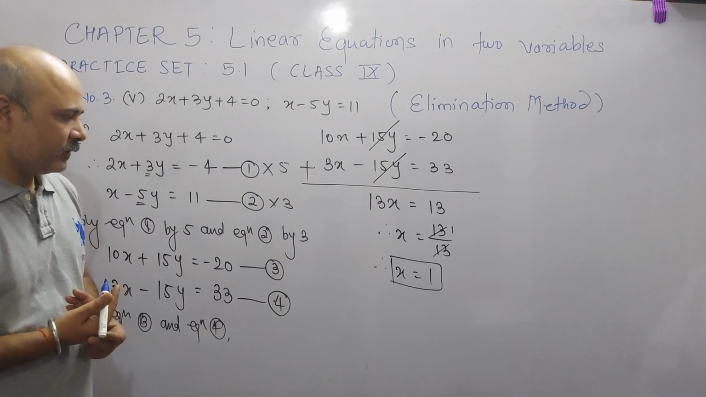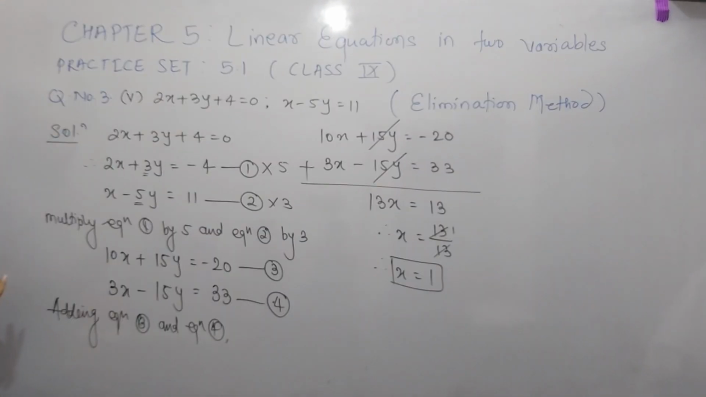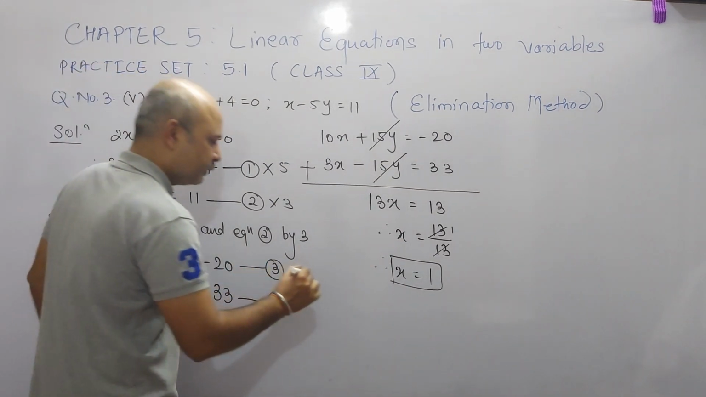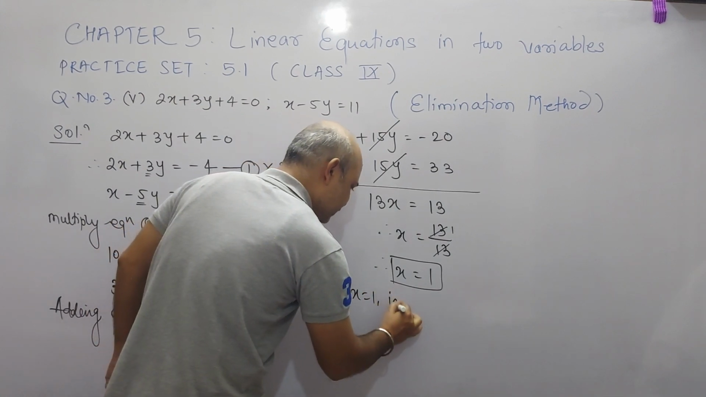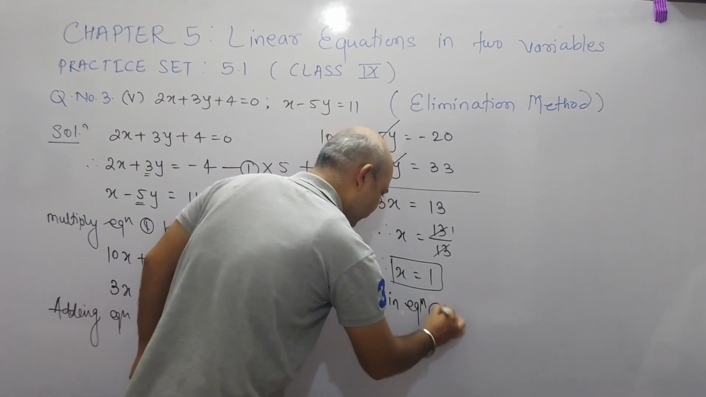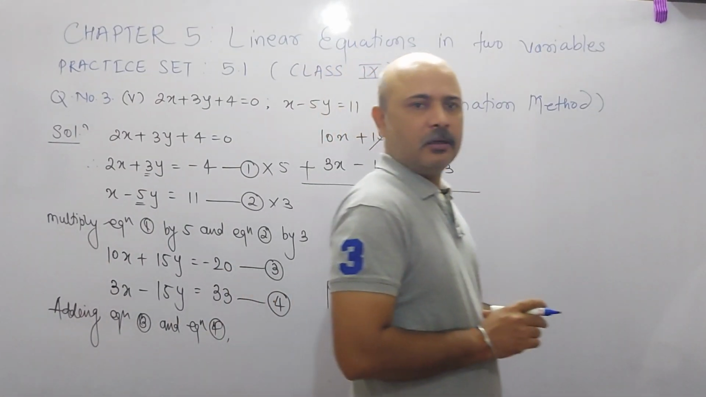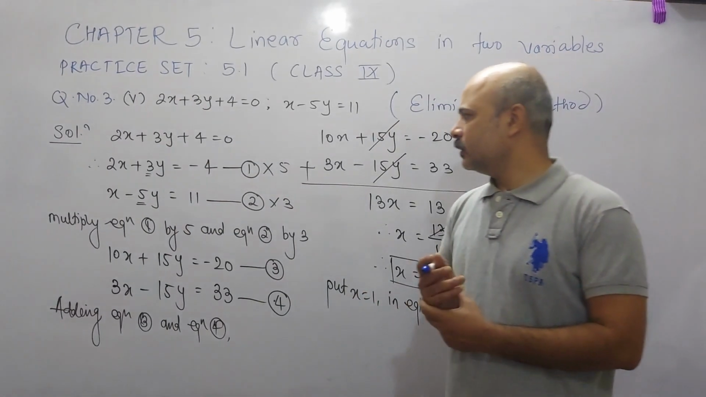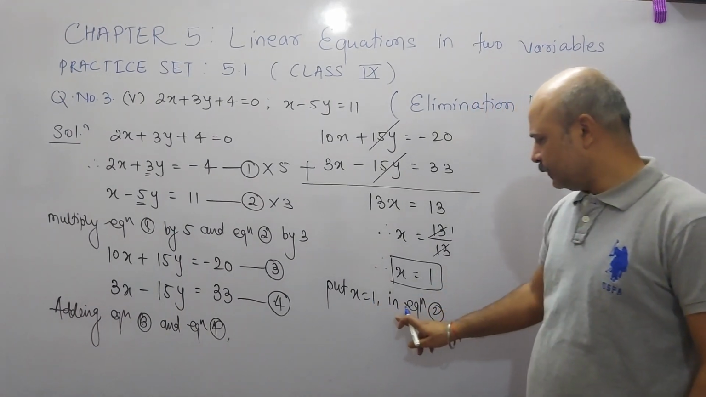Now we will put the value of x in equation 1, 2 or 3, so you will get the value of y. So we are going to put x is equal to 1 in equation 2. Why are we going to put x is equal to 1 in equation 2? Because when we compare equations 1, 2, 3 and 4, equation 2 is simple to solve. Therefore you are choosing equation number 2.